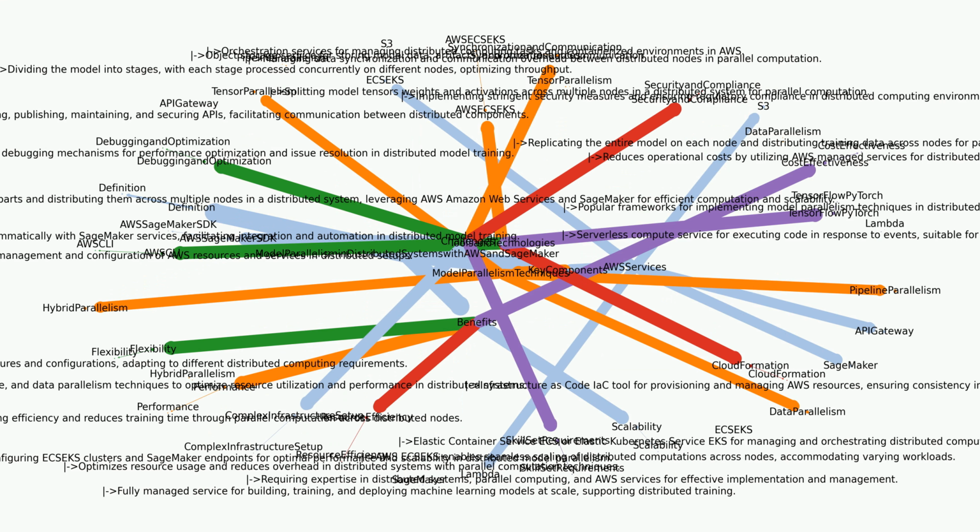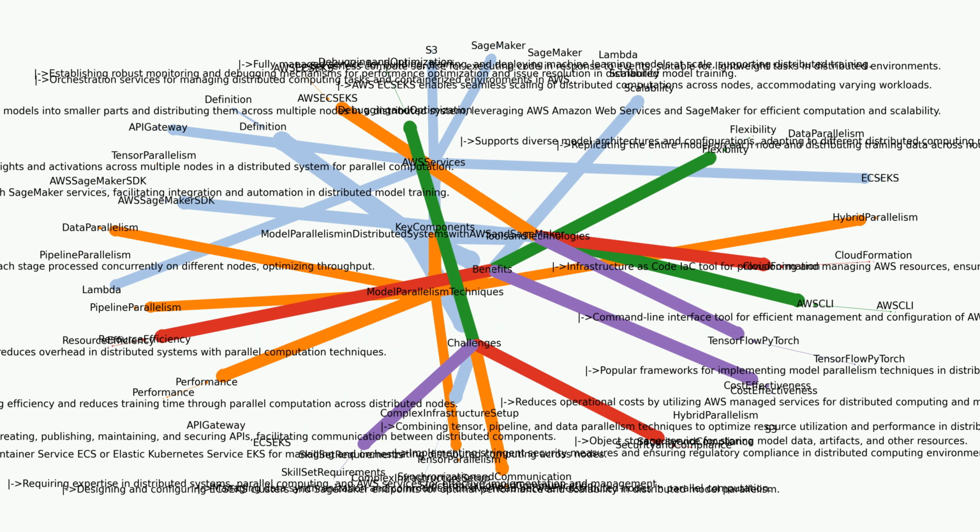S3, an object storage service for storing model data, artifacts, and other resources. API Gateway, a managed service for creating, publishing, maintaining, and securing APIs, facilitating communication between distributed components.